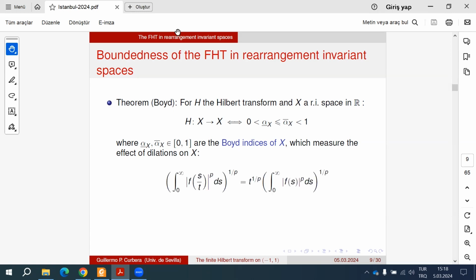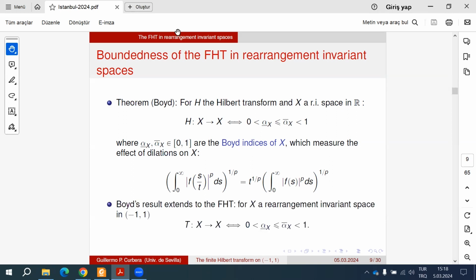So this is what happened in an LP space. I'm computing an LP norm and I get my function and I dilate by t. I do a change of variable and the effect is this. This is dilation. Then I forget about the t and I look at the 1/p. That is the index. So this is what I can do in a general space.